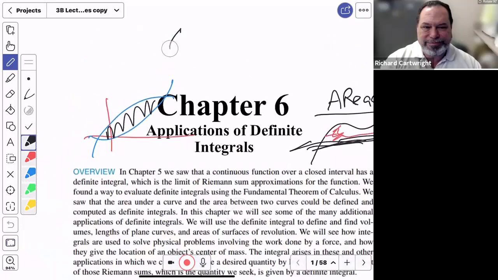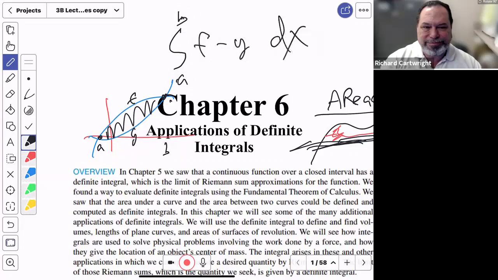That was where you integrated from A to B, and A to B would be the intersections, most likely on this one. I could have a different picture where there weren't any intersections at all. But in this particular case, that would be my A and that would be my B. I'll call this one F, I'll call this one G. So you'd have to go from A to B of F minus G. That's what you'd be integrating to get between those two curves.